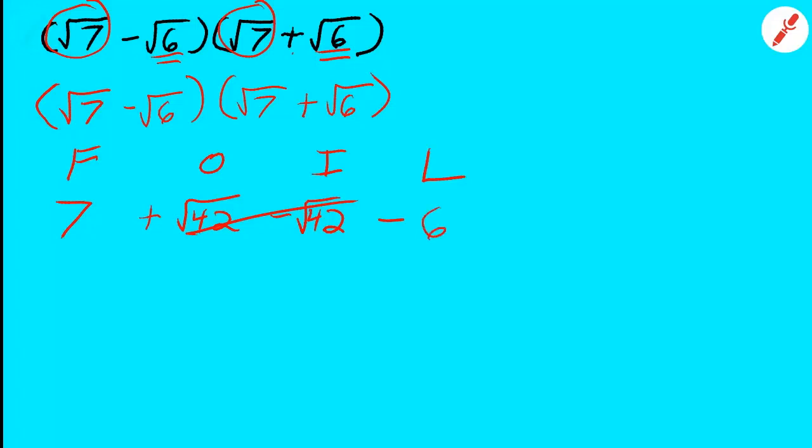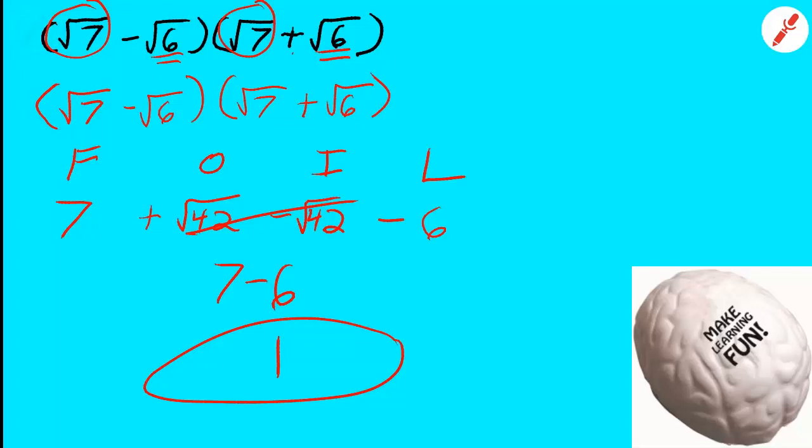So what we're left with is 7 minus 6. And what is 7 minus 6? It's 1. Just plain 1. No square roots. That's because these are conjugates. When you multiply square root conjugates, your middle terms disappear, your end terms become whole numbers, and your final answer will be a whole number. Okay.